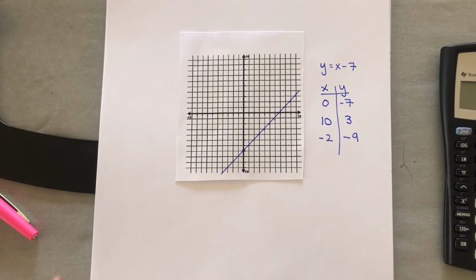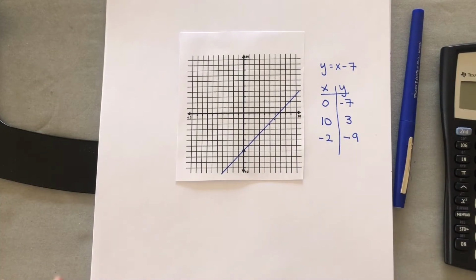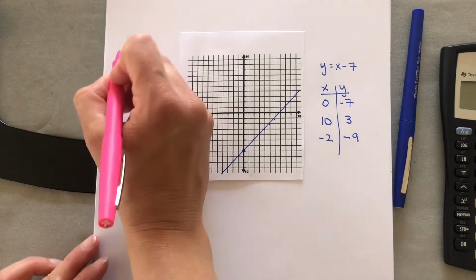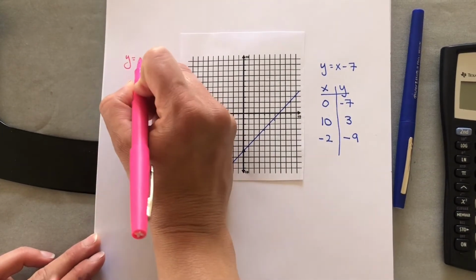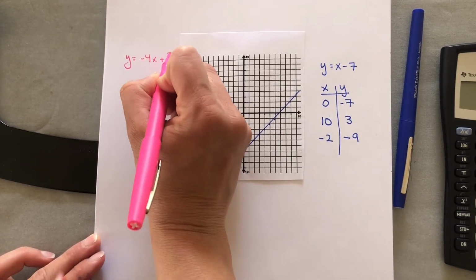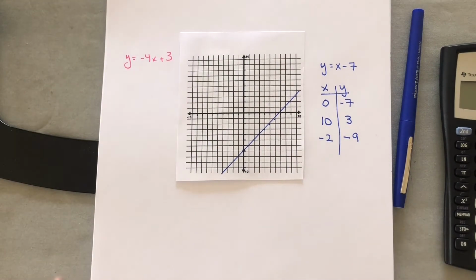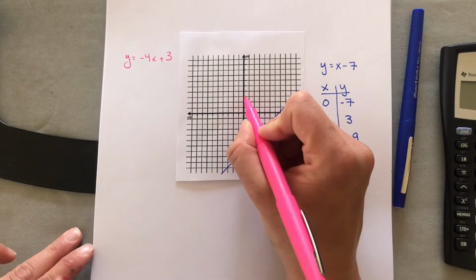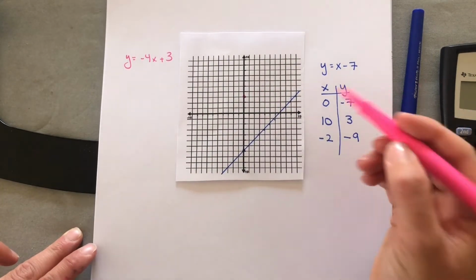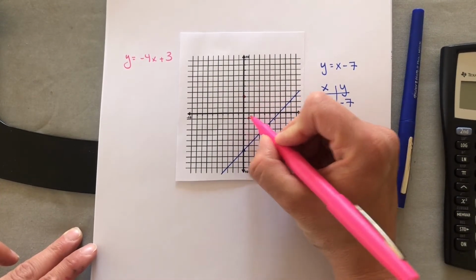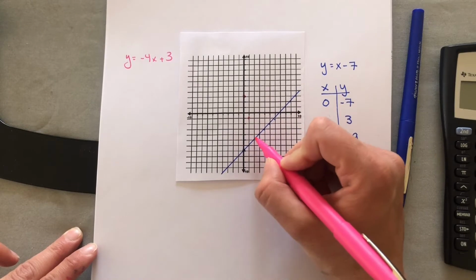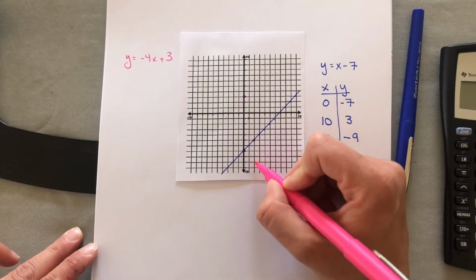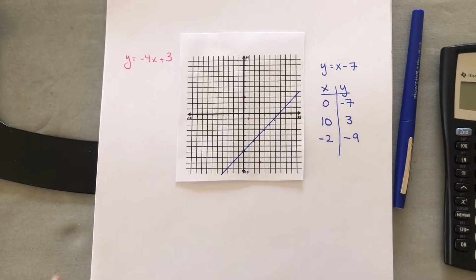Now, let's say I have another equation. And my other equation is y equals negative 4x plus 3. So if I graph that line using slope-intercept form, my y-intercept is 3, and my slope is negative 4, which is negative 4 over 1. So I can use that to help me graph this line.